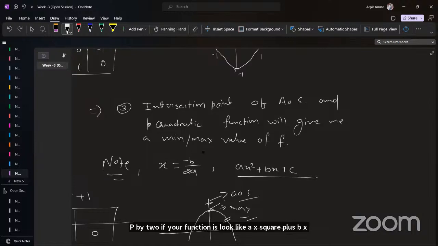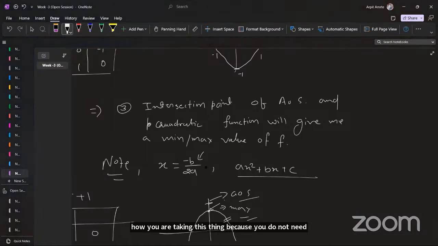Do not worry about how we get this, because you don't need to know it. It will take a lot of our time, so right now I am not going through it. I am just saying your axis of symmetry will be given by this equation.